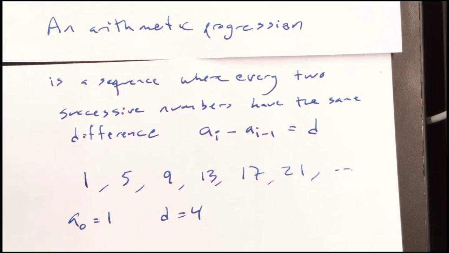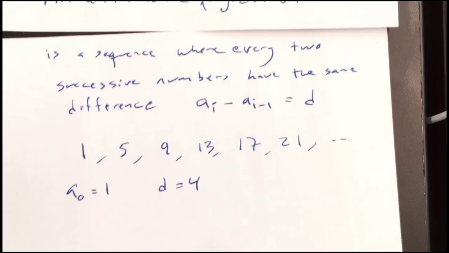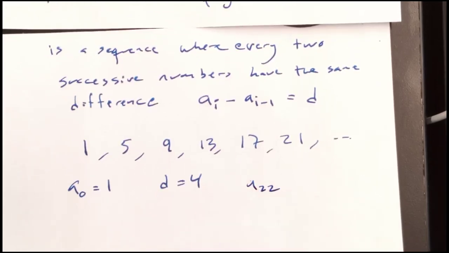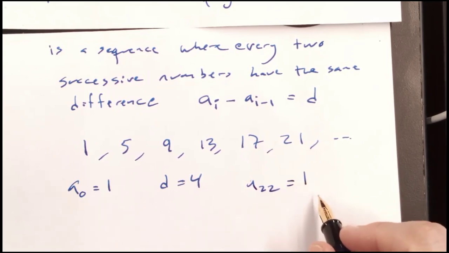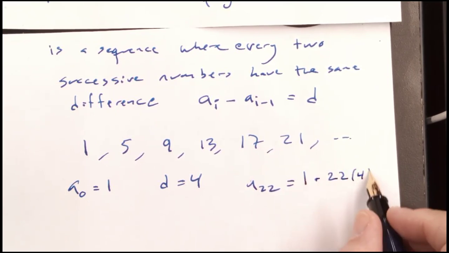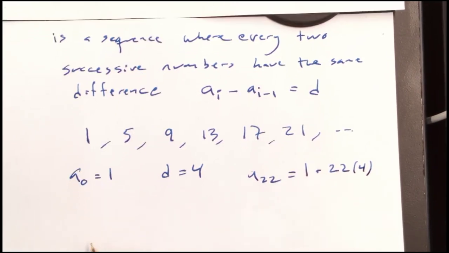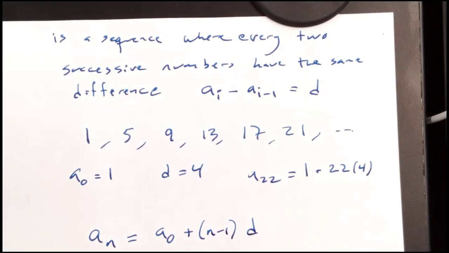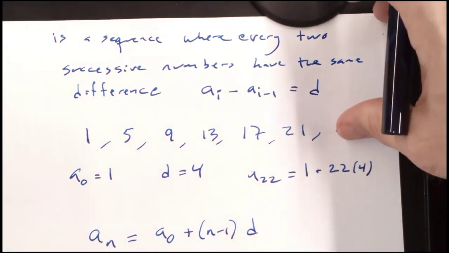So if I say that A0 is 1 and I want the 23rd number, the 23rd number would be A22 because I started at 0. Well, that would be 1, and then I would have added 22 times. Oh, I can do that in general. An is going to be A0 plus n minus 1 times the difference. I don't have to just do it step by step by step by step. I can do it all at once. So I have a formula for the general term.